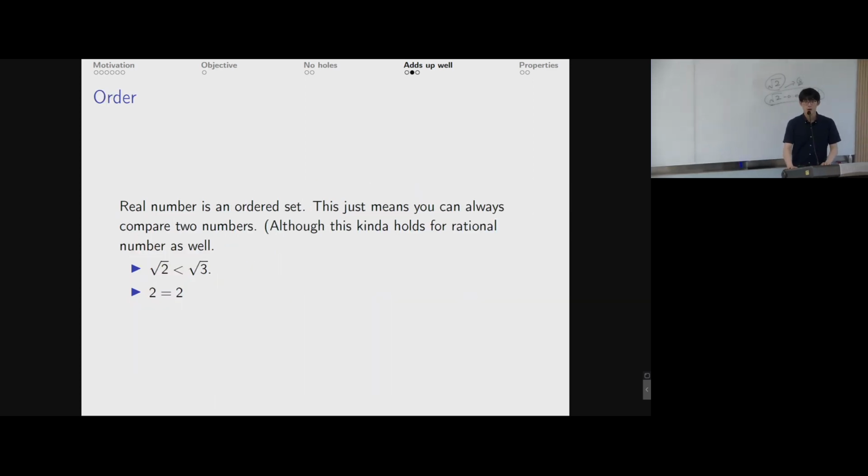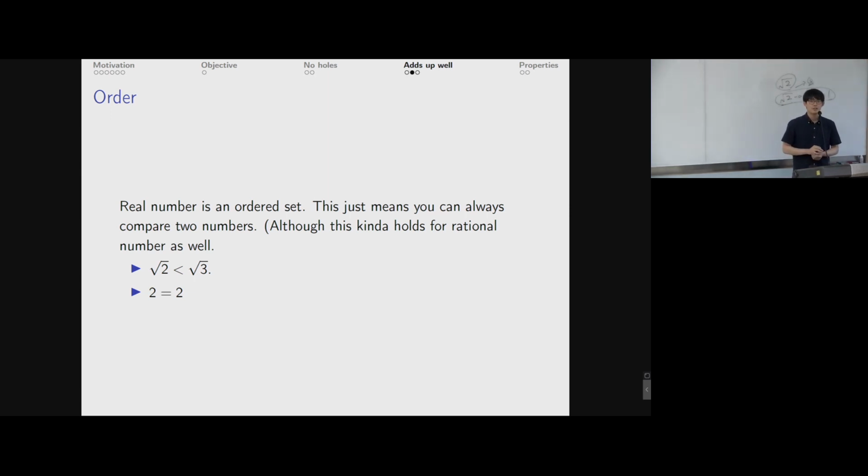And also, another property of R is that the real numbers are an ordered set. This just means that you can always compare two numbers, which is also very natural if you think about it, because if you have numbers such as 1 and 2, you immediately see that 1 is smaller than 2 and 2 is bigger than 1. So this kind of order is very natural, but depending on what number system you're using, you can have a situation where the number system has a very weird order. Fortunately for the real number system, it doesn't have that, and it has a very natural order that we are very used to.